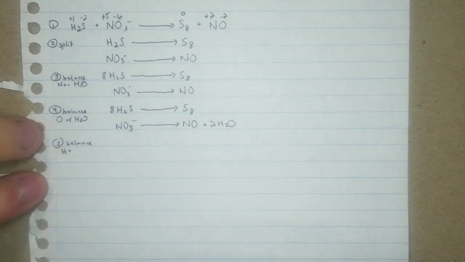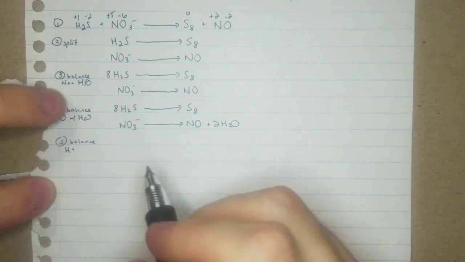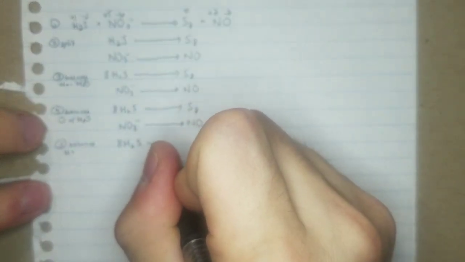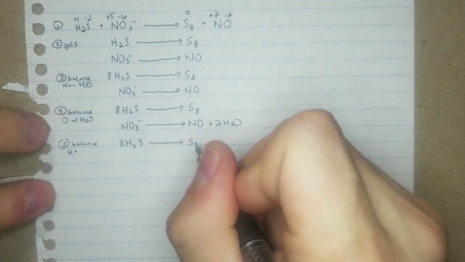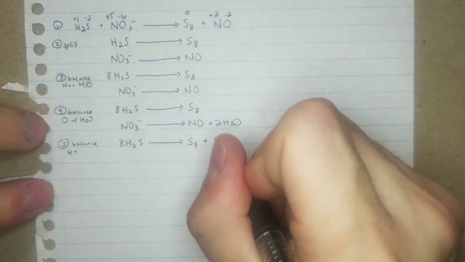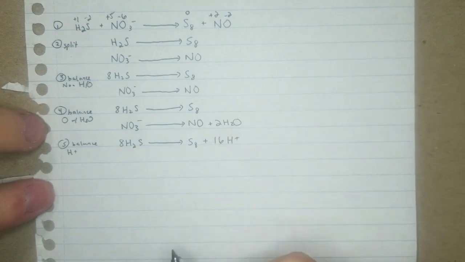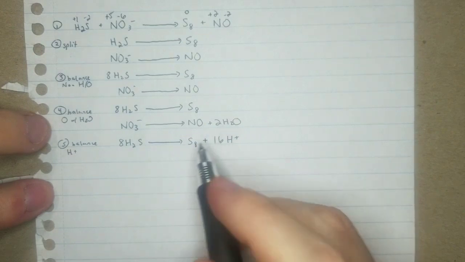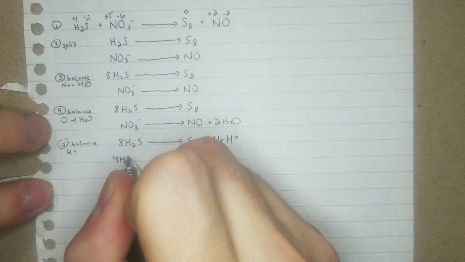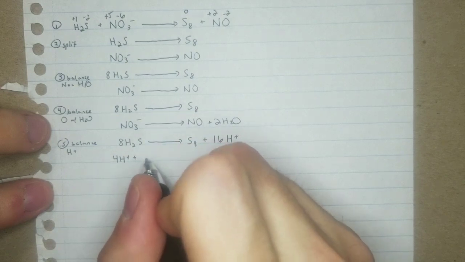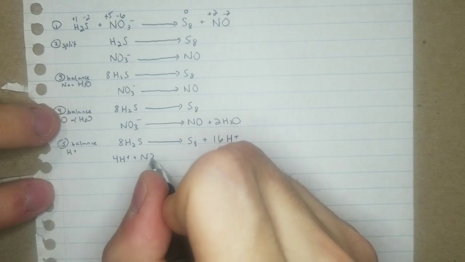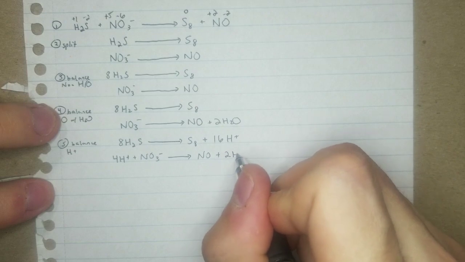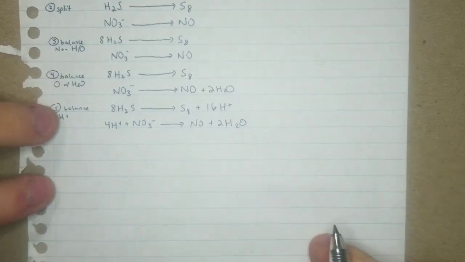On to step 5. Balance the hydrogen out using the hydrogen ions. So I'll start with the top one again. We have, like I said, 8 times 2 is 16 hydrogen over here. So we're going to have to add 16 hydrogen over here. On the bottom now we're going to have, let's see, 2 times 2 is 4 hydrogen. So we can just throw that 4 right there. 4H+ plus NO3- yields NO plus 2H2O. Alright, not so bad.